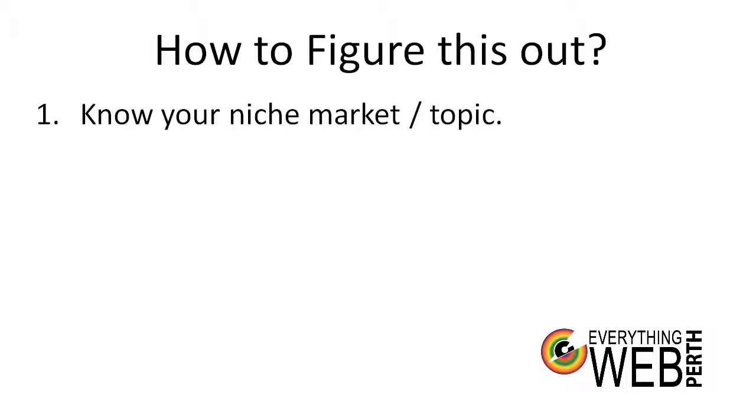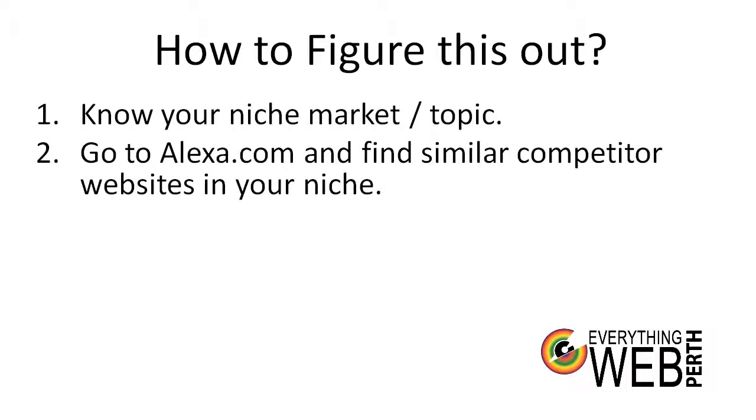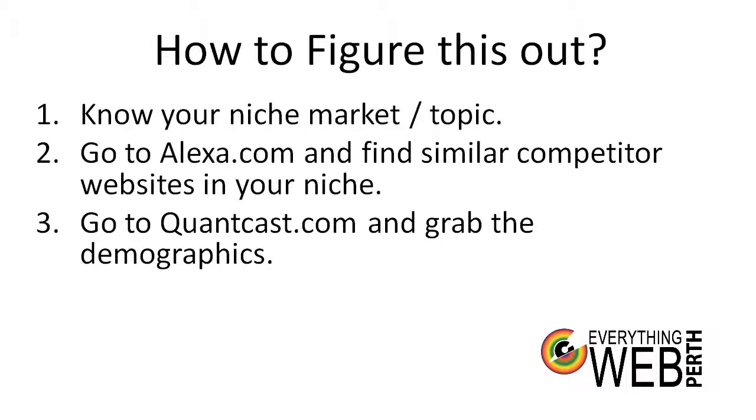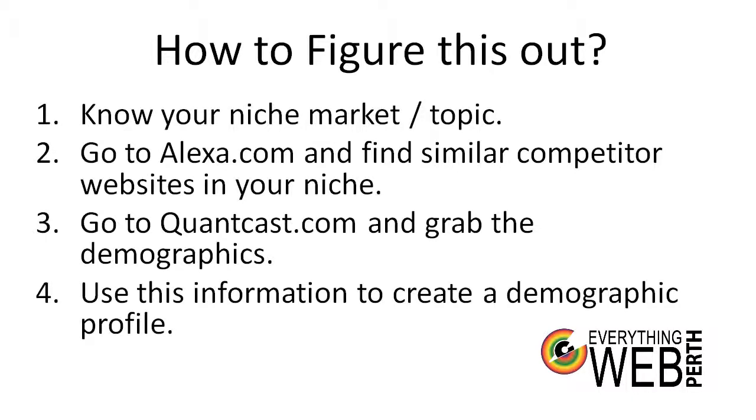Let me talk about the steps to figuring this out, and then I'm going to show you exactly how to go about doing this. First of all, of course, you're going to need to know your niche market, your target market, or your topic. Then we're going to go to alexa.com and find similar competitor websites in your niche. And then we're going to go to sites like Quantcast, and Quantcast is going to tell us the demographics. We're going to use this information to create a demographic profile. So let's go ahead and get started.